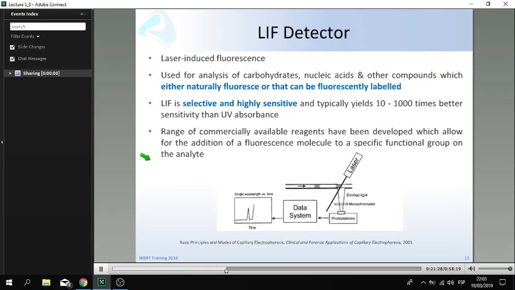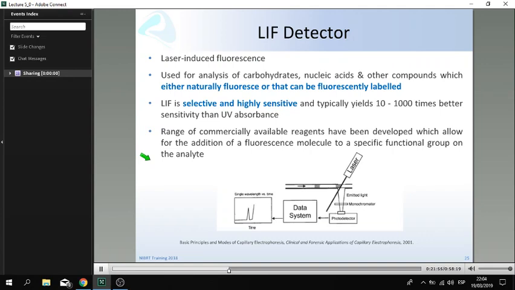And then you can have LIF, or laser-induced fluorescence detectors. Basically, a laser emits a certain wavelength that excites certain fluorochromes and then gives you an emission. This is used for analysis of compounds that either naturally fluoresce or can be fluorescently labeled, things like carbohydrates and nucleic acids.